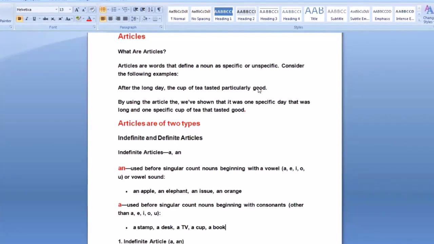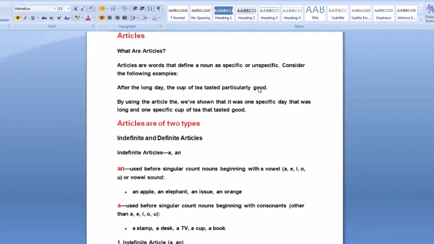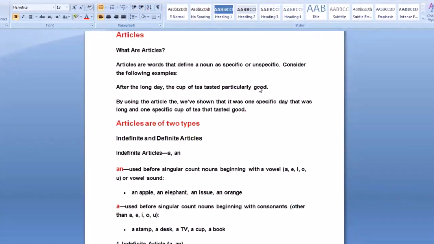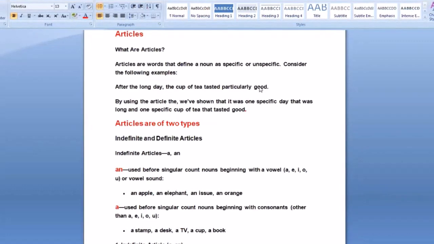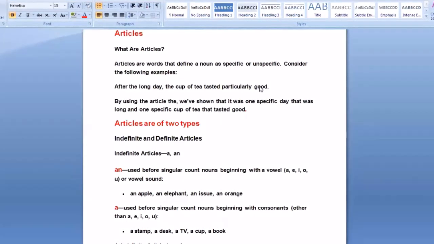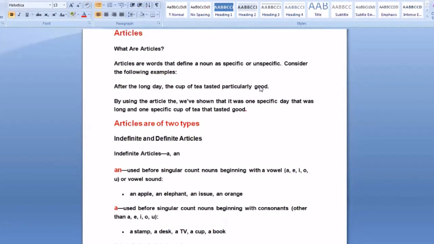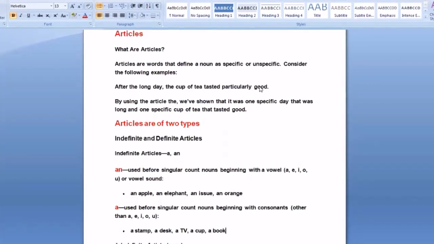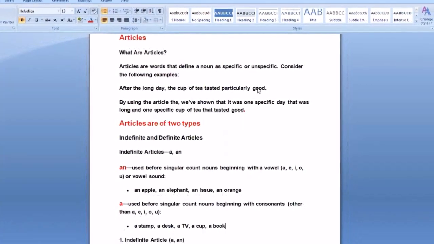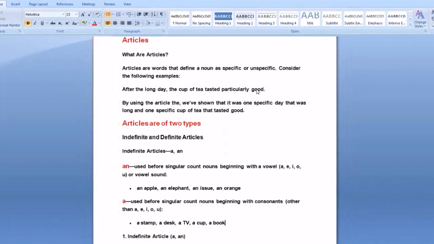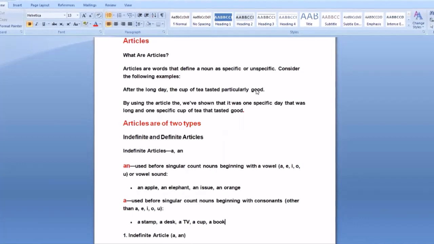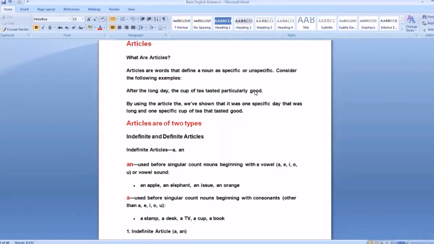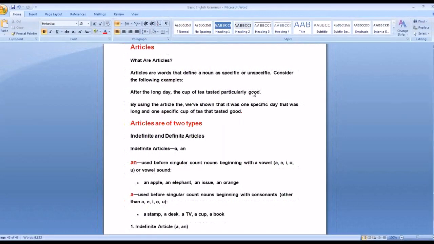After the long day, the cup of tea tasted particularly good. Now, we have used an article here, which is definite article. And by using this article, we specified the day and the cup of tea. It means there was a specific day, it was a long day, and the cup of tea was specifically good. We are not talking about cup of tea in general. We are not talking about a long day in general. We are talking about a specific day.